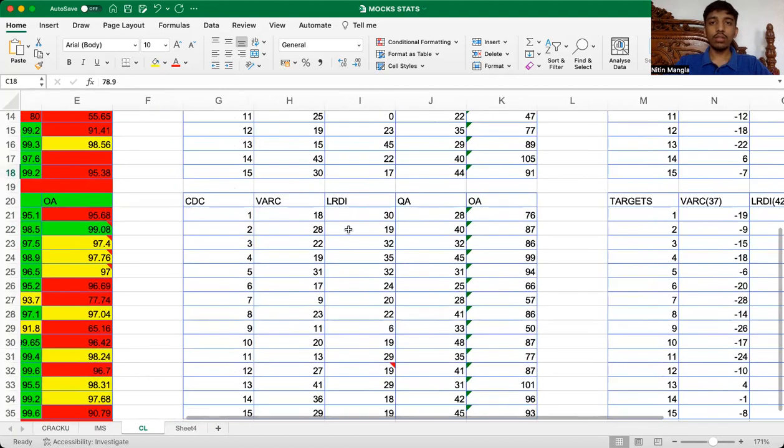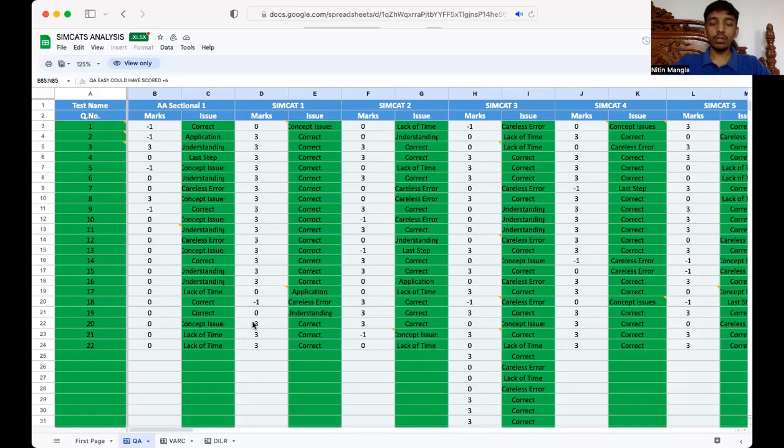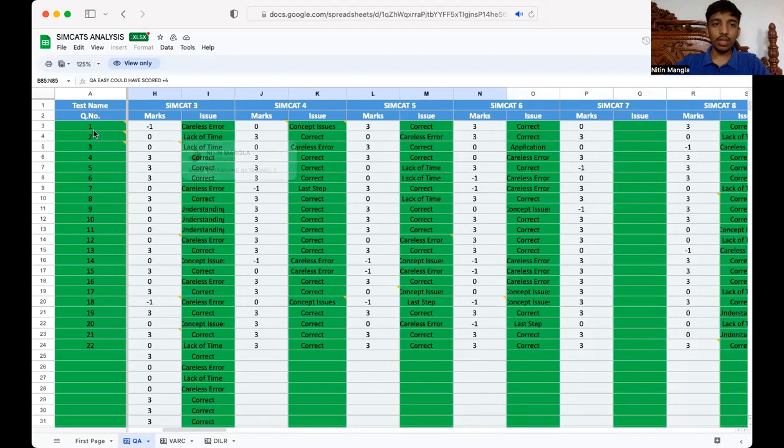Now I would like to show you my other Excel sheet that contains more comprehensive info. So this one. Let's start with QA only. You can see the number of questions, same for CAT 3, 4, 5, 6, and till 15. I marked these as -1, 0, or 3.